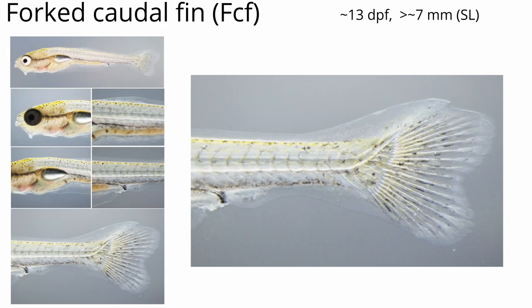Forked caudal fin stage. You can see that this part of the caudal fin of this individual goldfish is recessed compared to other parts. This is a state where the tail fin looks like a fork when viewed from the lateral side. I will call this state the forked caudal fin stage. Approximately 13 days after fertilization, the standard length is about 7 mm.